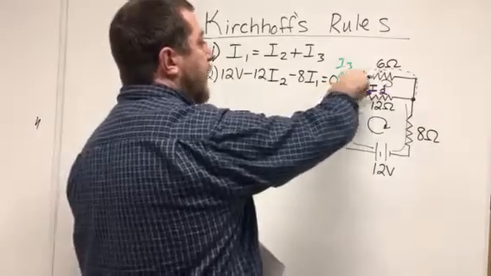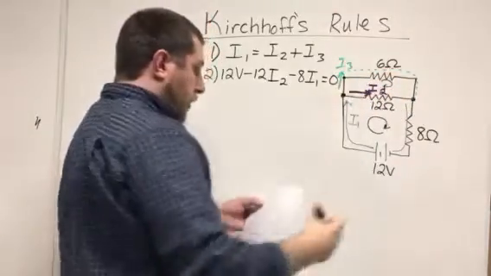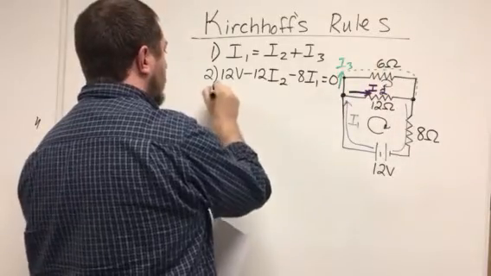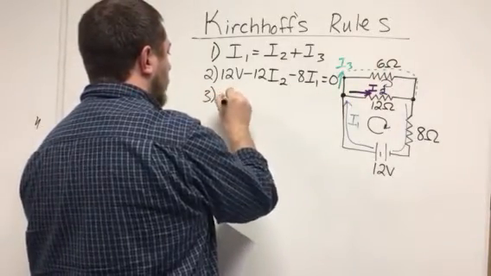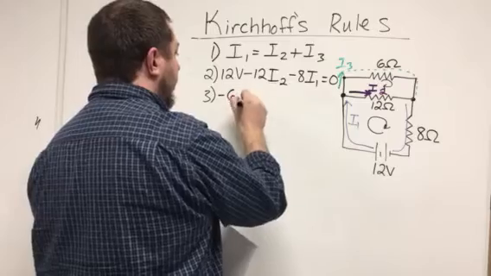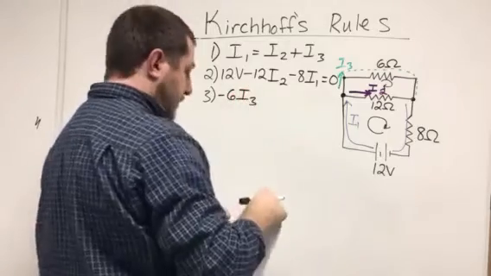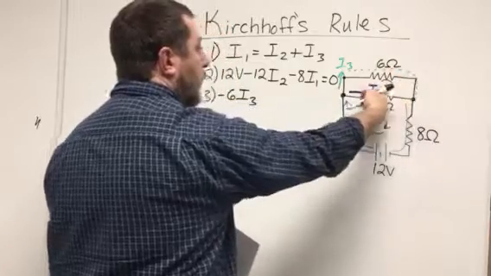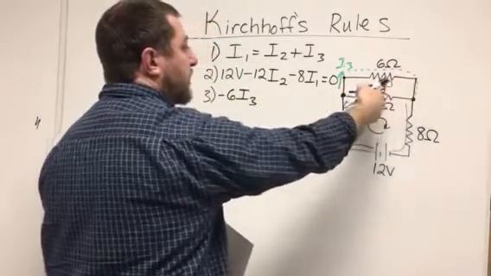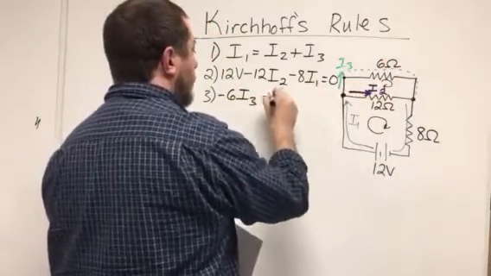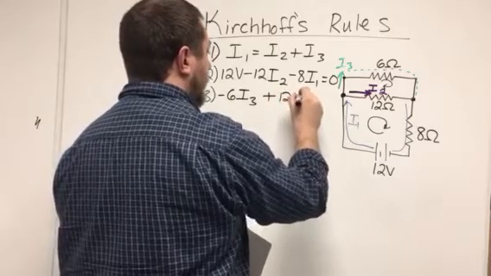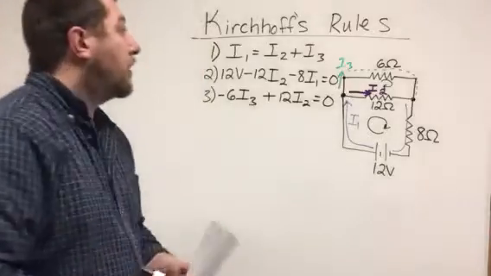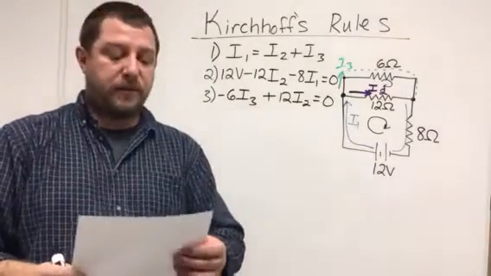Now if we go across the top, what we're going to see is that we traverse the 6-ohm resistor in the direction of I3, so that is a drop in voltage, and we go across the 12-ohm resistor against the direction of the current, so this is an increase. Okay, so now here are my 3 equations.